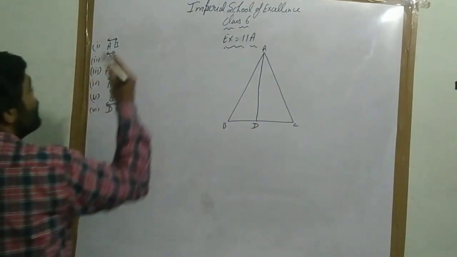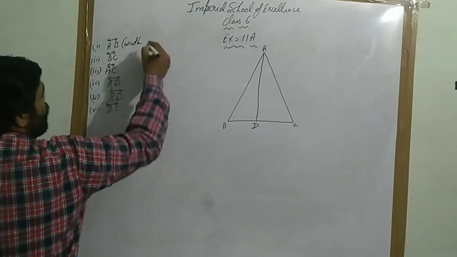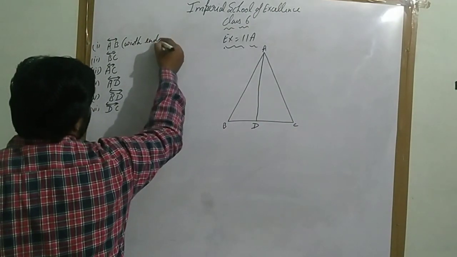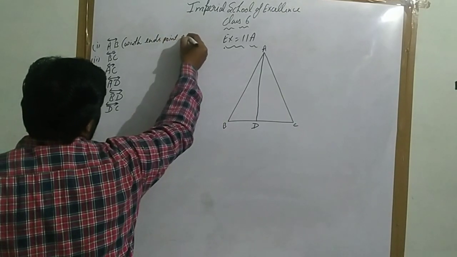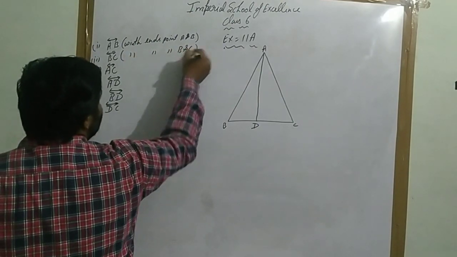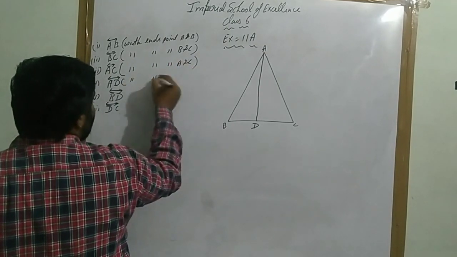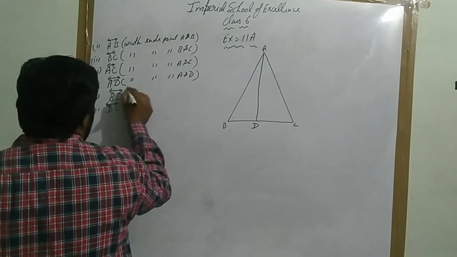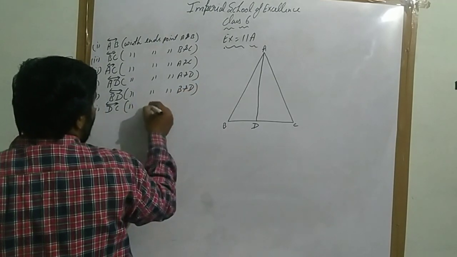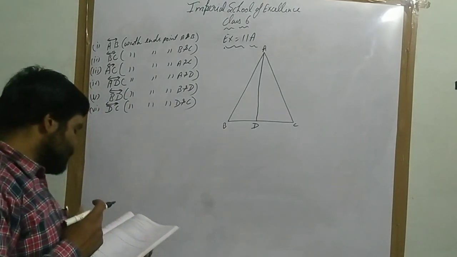These are our line segments with end points A and B. In the second, with end points B and C, with end points A and C, with end points A and D. After that with end points B and D. After that with end points D and C. Okay, this is your answer of question number 7 part first.